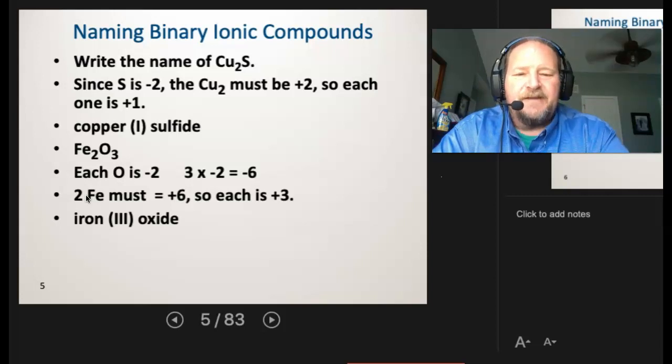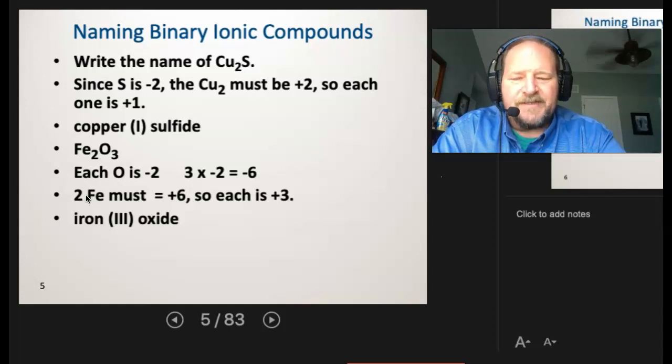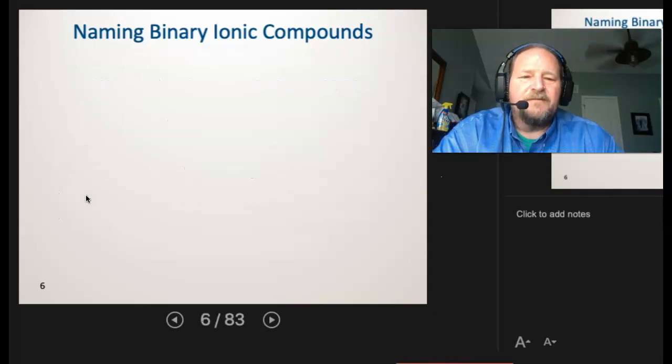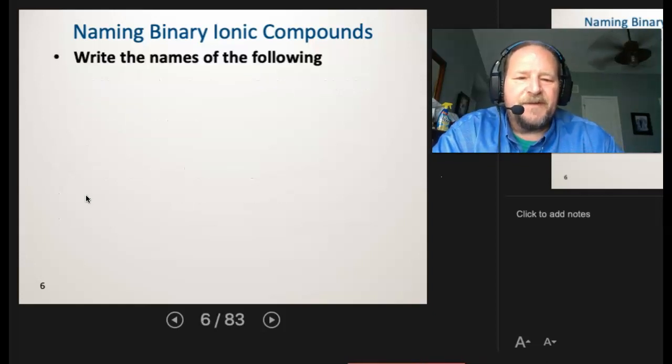All right, so again, with non-transition metals, hopefully it's going to be straightforward. With transition metals, we might have to work a little bit to get the charge so that we can get the Roman numeral for the name. But let's give it some more practice, and this time I'm going to mix them up a little bit. Let's write names for the following.